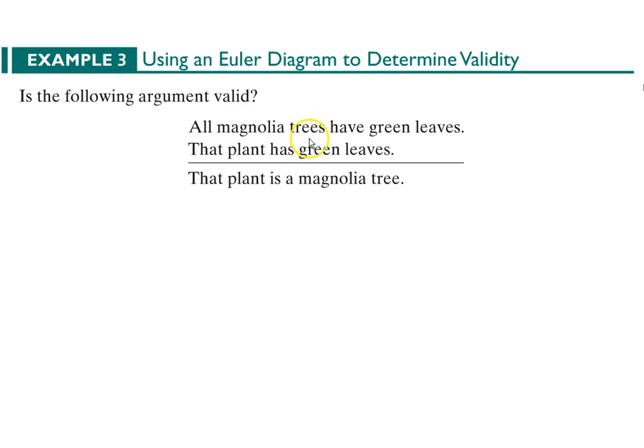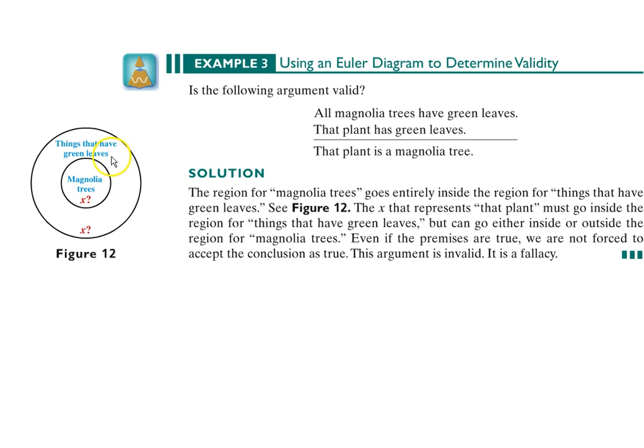All magnolia trees have green leaves. That plant has green leaves. That plant is a magnolia tree. So what do you think your universal circle would be? That plants have green leaves. And there we see it. Now, magnolia trees have green leaves, so they would be inside.